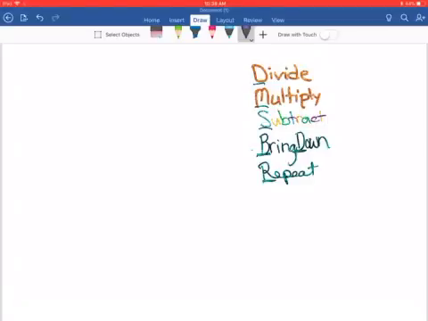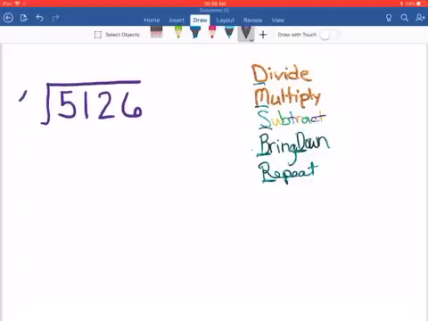We're going to start with a little bit of a bigger one. So let's start with 5,126 divided by 4. Okay, I want you to solve this and then we'll solve it together. So pause the video right here and go ahead and solve it.